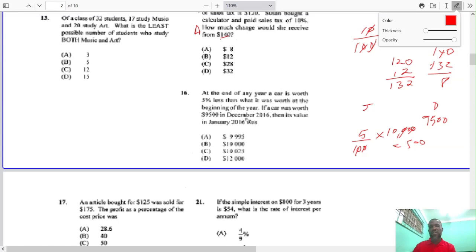So $10,000 minus 500, I'm going to get 9,500. So here we see that the answer to this question here is equal to B. So B is the answer here.